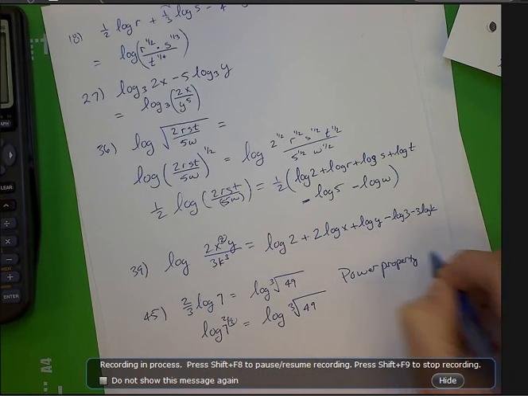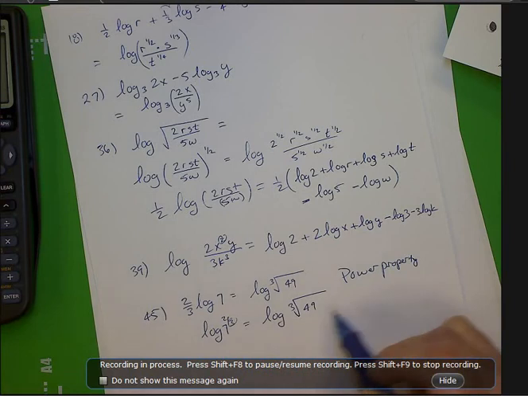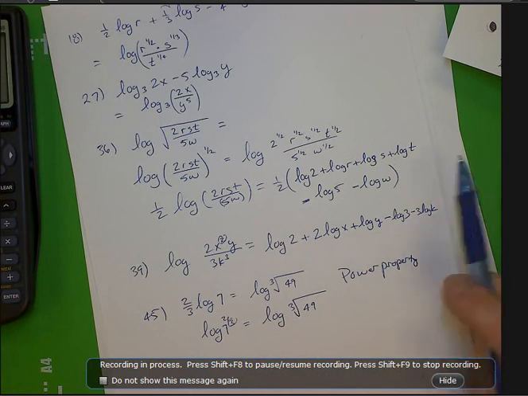and then converted. If we would have seen any addition or subtraction in there, then you would have had to use either the quotient or the product property.